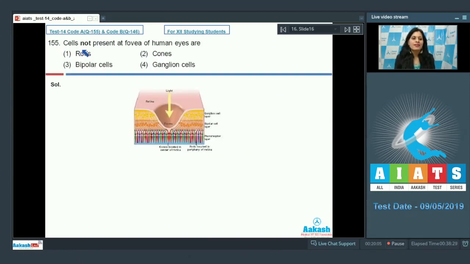Question number 155. Cells not present at fovea of human eyes are, and the options are rods, cones, bipolar cells and ganglionic cells. And as you can see here in this diagrammatic representation, at fovea, cones are densely packed and rods are absent. Rest of the cells like bipolar cells and ganglionic cells are present at fovea. So the correct answer to this question is option number 1. Cells not present at fovea of human eyes are rods, whereas cones, bipolar cells and ganglionic cells are present at fovea, so these cannot be the correct answer. Let's discuss our next question.